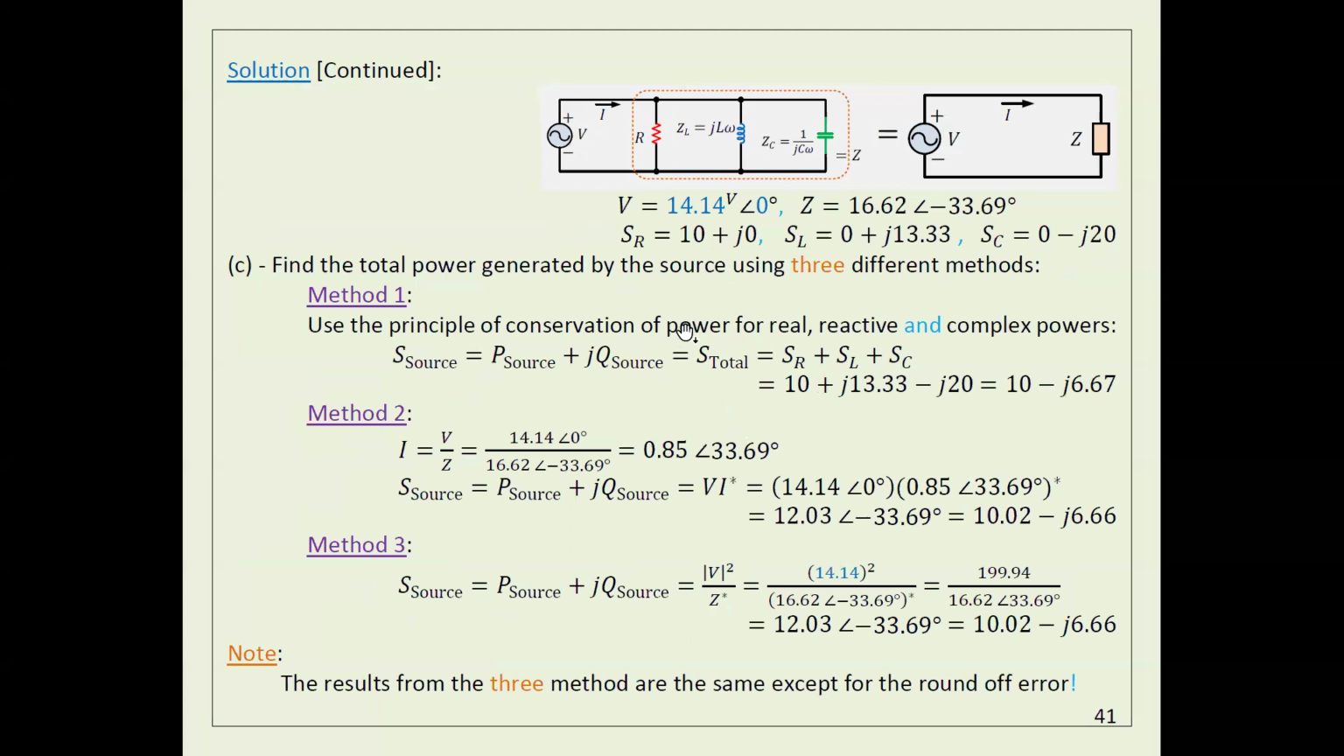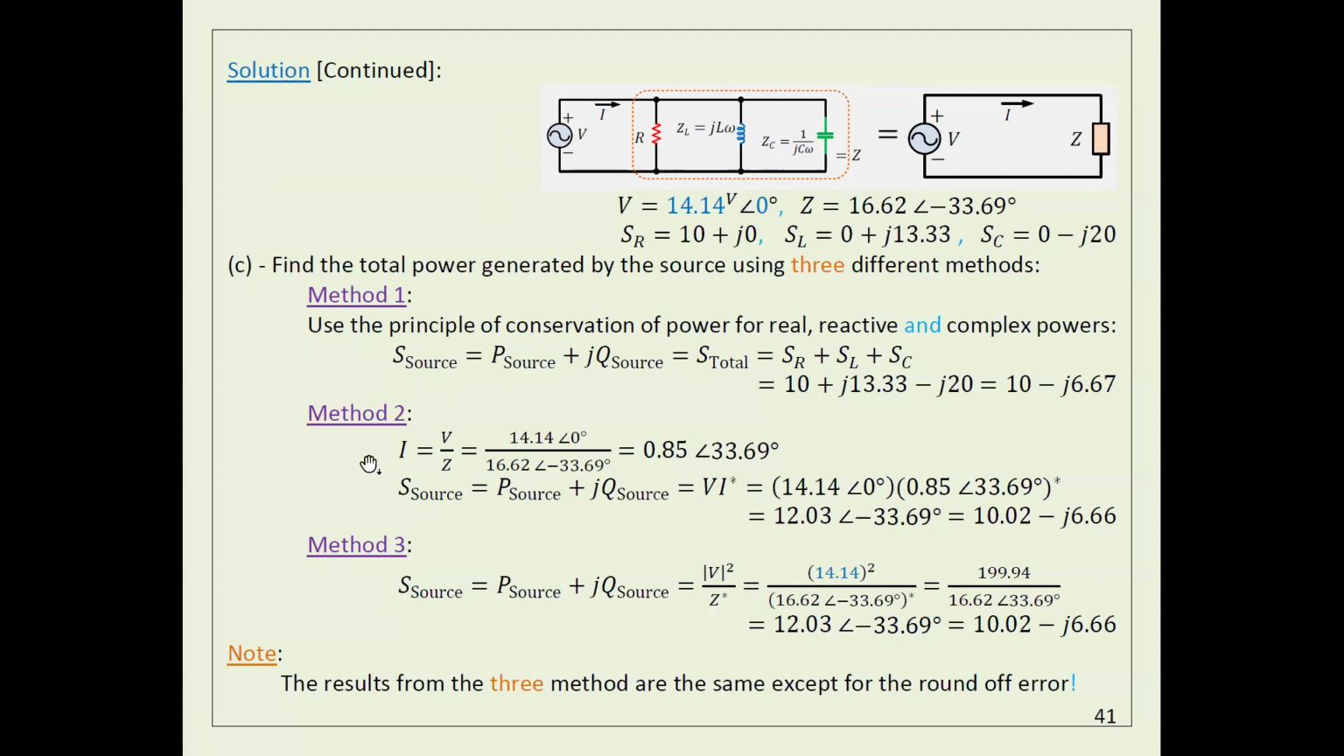Okay. Now let's come to the last part. I want to calculate the power here of the source V. Okay, guys, you can calculate it in three different ways. The first way, I already calculated the power of R and the power here and the power here. Because there is power conservation, the power generated by the source should equal the power here plus the power here plus the power here. Make sense? So this is the first way you can solve it.